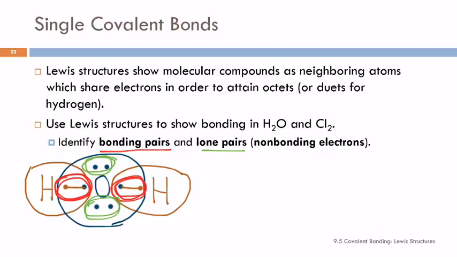Okay, let's look at chlorine. We'll make chlorine be orange. So molecular chlorine, there are 2 chlorine atoms. And how many valence electrons do they each have? 7. 1, 2, 3, 4, 5, 6, 7.